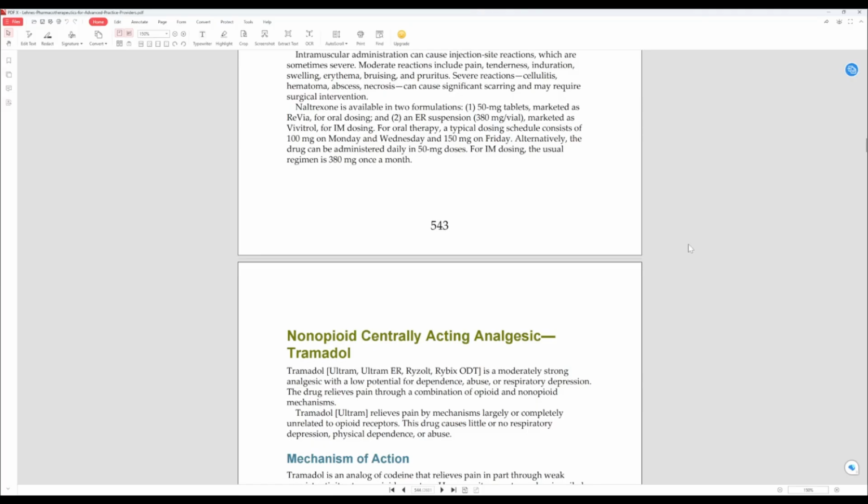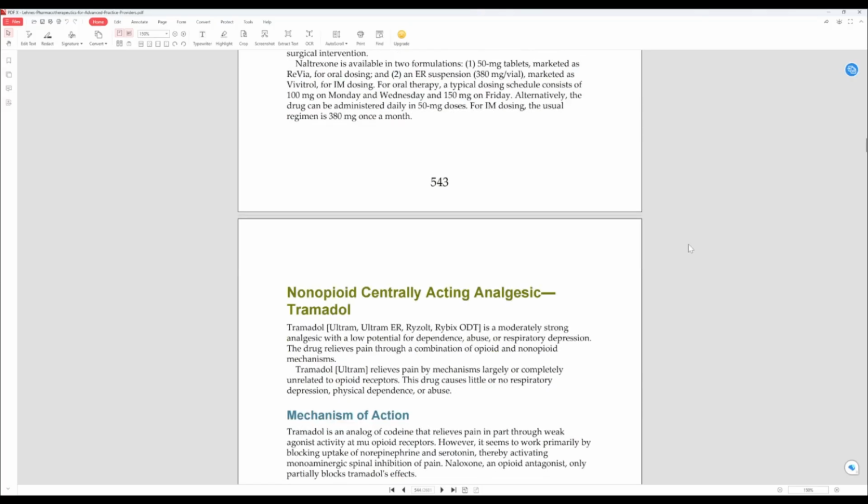For oral therapy, the typical dosing schedule consists of dosing every other day, Monday, Wednesday, Friday, for instance. Alternatively, the drug can be administered daily in 50 milligram doses. For IM dosing, the usual regimen is 380 milligrams once a month.